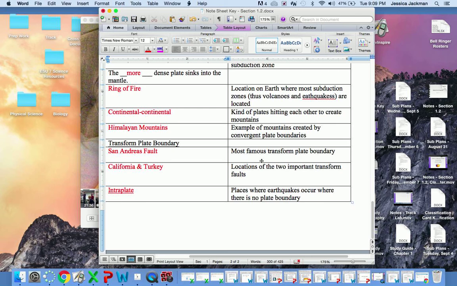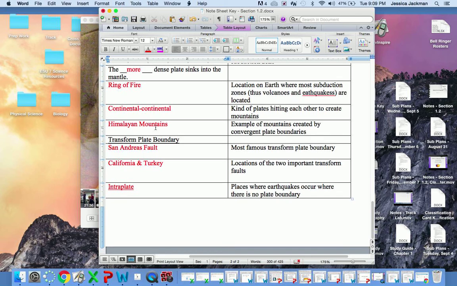The most common location for these to be found is the Ring of Fire, and because those are the most common place for subduction zones to be found, that's where a lot of volcanoes and earthquakes are going to take place. Okay. When you create mountains, this is when you have continental and continental crust meeting each other.